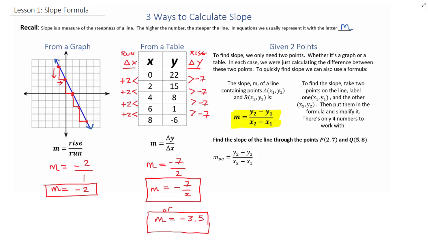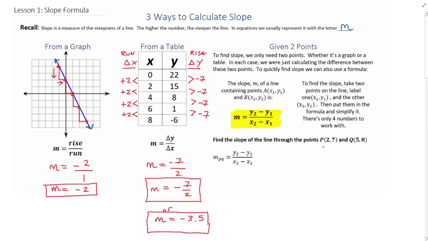So what you do is, we got 2 points. We got a point here and a point here. Okay, so I just got 2 random points, point P and point Q. And we want to find the slope between them. So to find the slope, take the 2 points and we're going to label each of them.